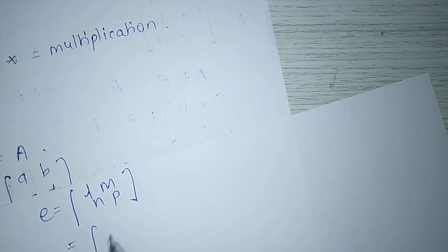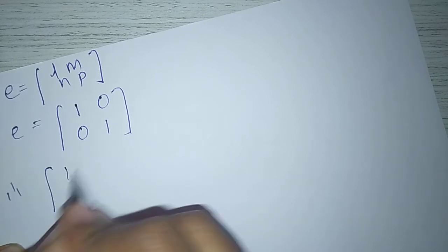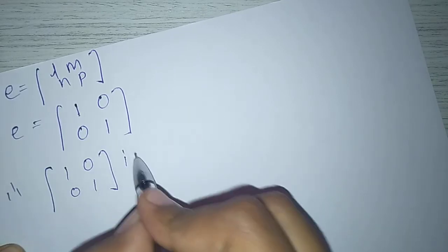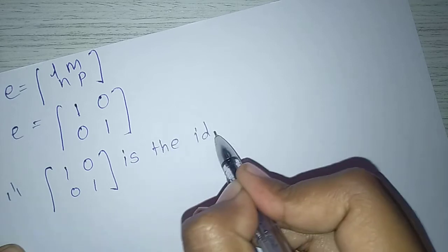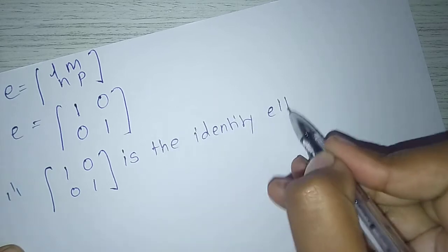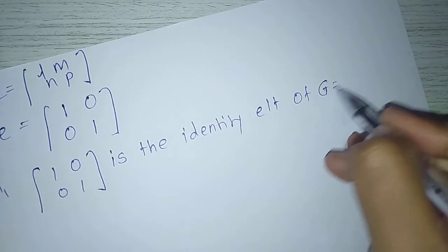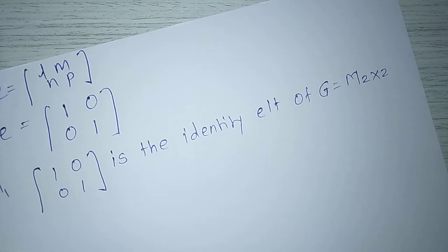Therefore, we get E with L equal to 1, M equal to 0, N equal to 0, P equal to 1. Therefore, the matrix 1 0 0 1 is the identity element of G, the set of 2 by 2 matrices with real entries with respect to multiplication.